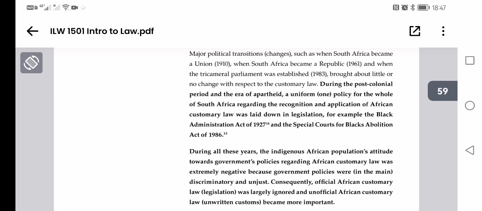During the post-colonial period and the era of apartheid, a uniform policy for the whole of South Africa regarding the recognition and application of African customary law was laid down in legislation, for example, the Black Administration Act of 1927 and the Special Court for Black Abolition Act of 1986.